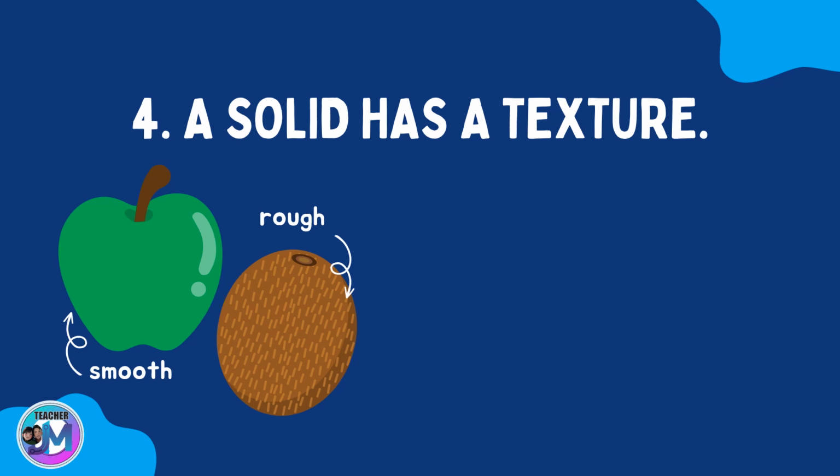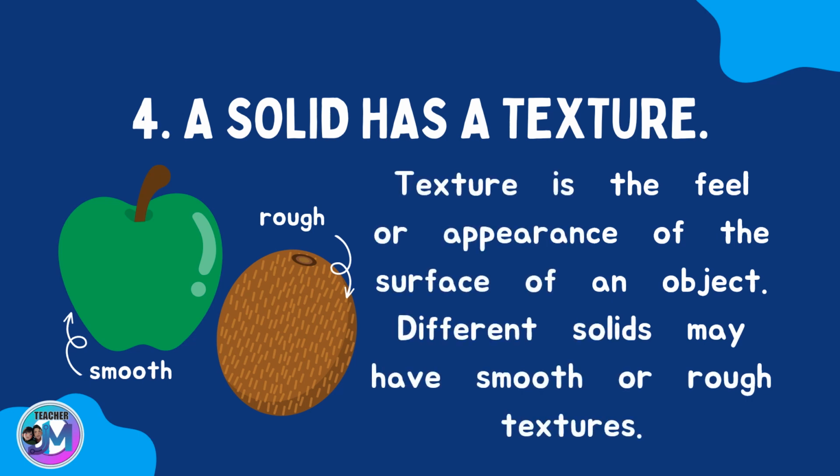The fourth characteristic of solid is a solid has texture. Texture is the feel or appearance of a surface of an object. Different solids may have smooth or rough textures.